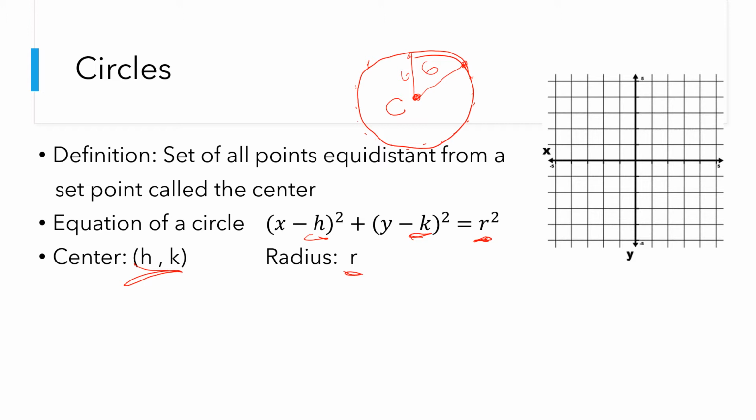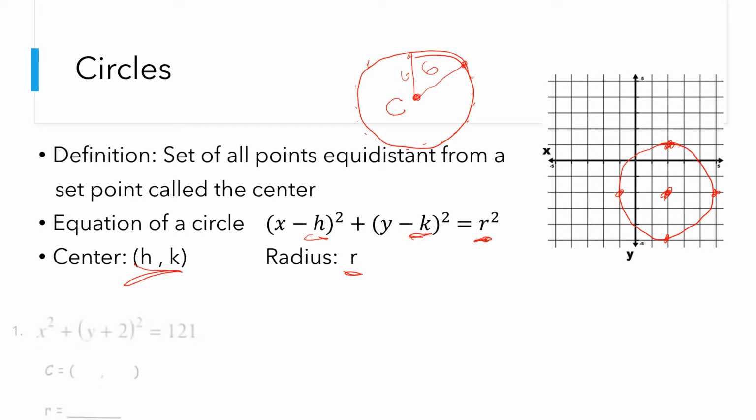So if we were talking about something in the coordinate plane, let's say this is my center, and let's say the radius is 3. So I would go 3 this way, 3 up, 3 left, 3 down, and that would be what my circle would look like.